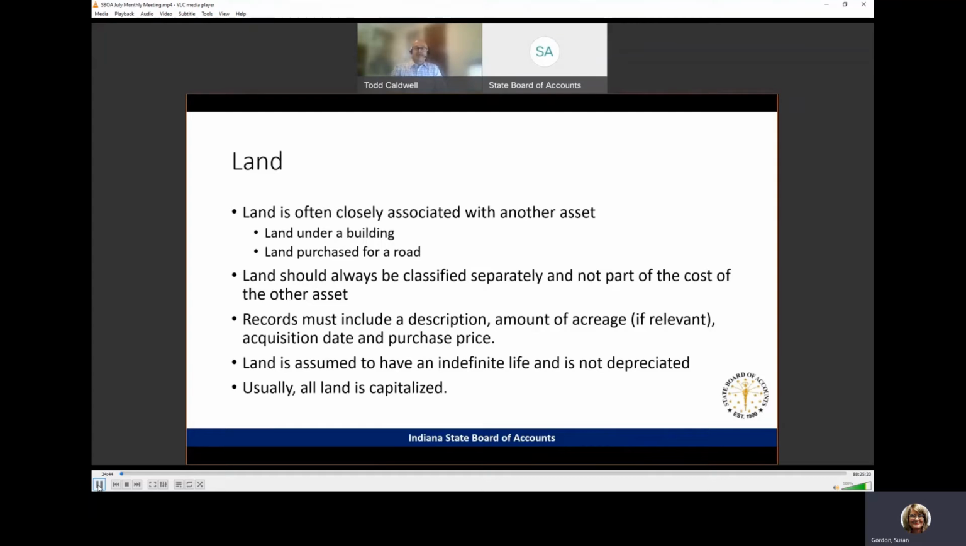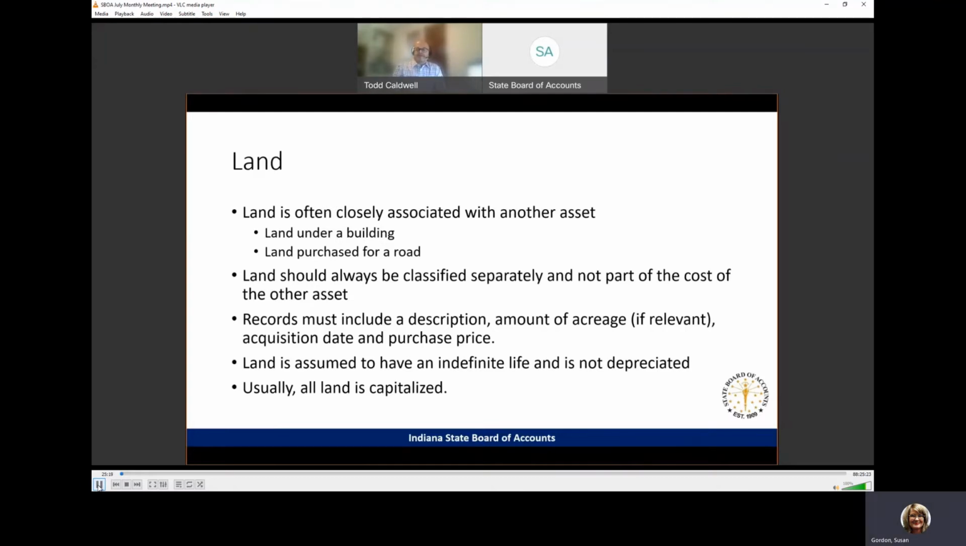And if the land is donated to your city or town, the fair market value at the time of the donation should be the amount that you record as the capitalized amount for that land. If you don't know that, you may want to have some kind of valuation performed, or get an estimate or information from somebody that would know what the value of that land would be, and just keep that documentation and record that on your asset ledger.